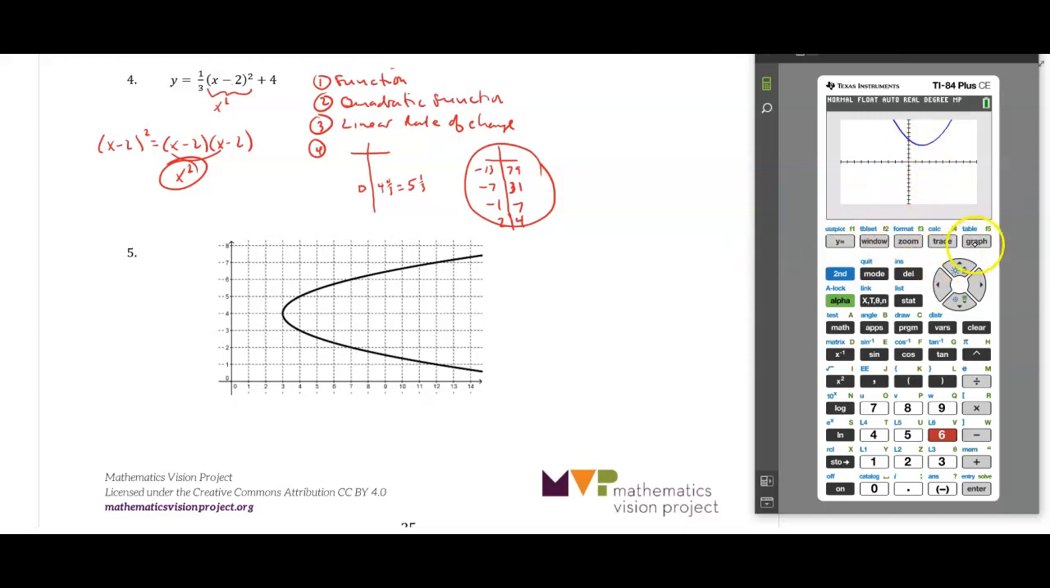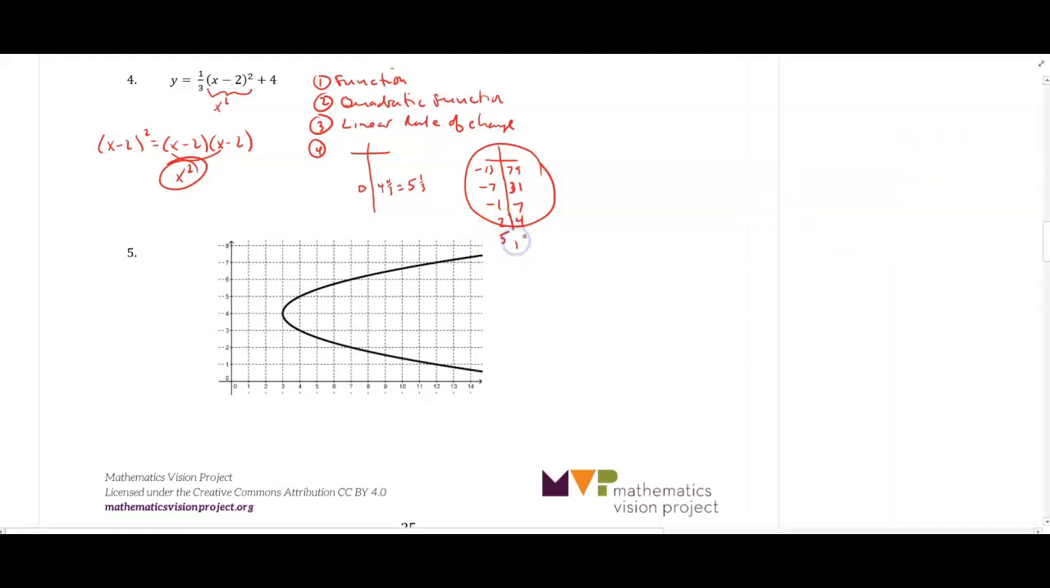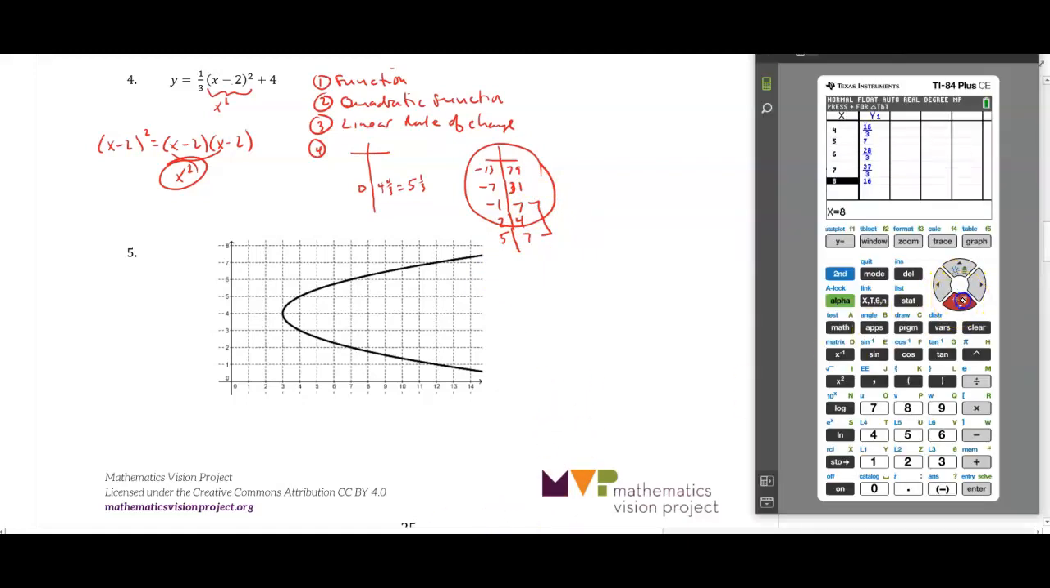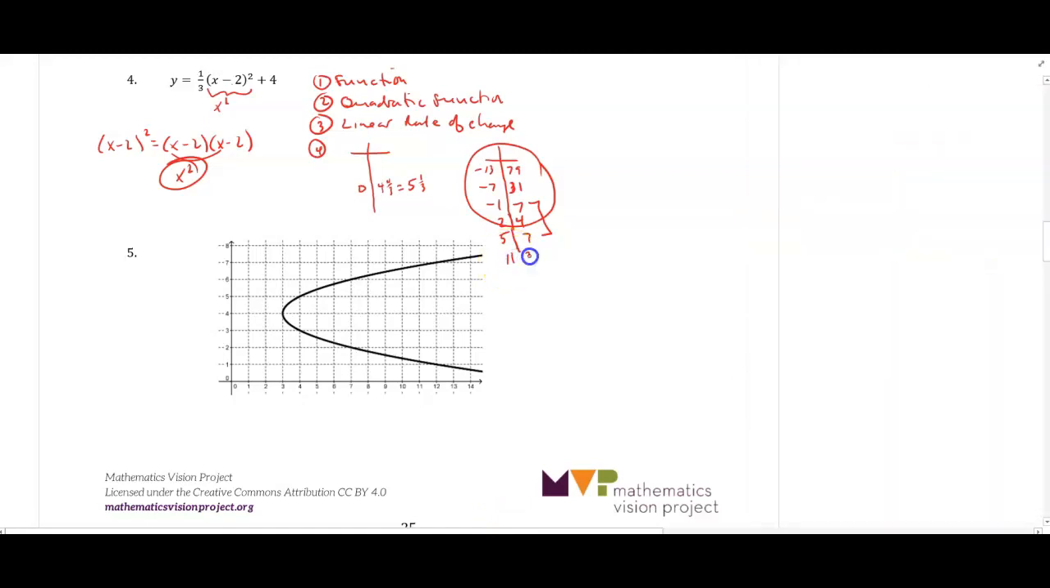So if my vertex is at 2, 4, watch where this symmetry comes in. If I go to the table, 2, 4, now look at when I get to 5. What am I at? 5, 7. So right away, if I look, see the symmetry here? So right away, when I go up, again, the next nice y value is going to be 31. So at 11, 31. And again, see the symmetry? All right. So keep that in mind. Number 5, that is not a function.